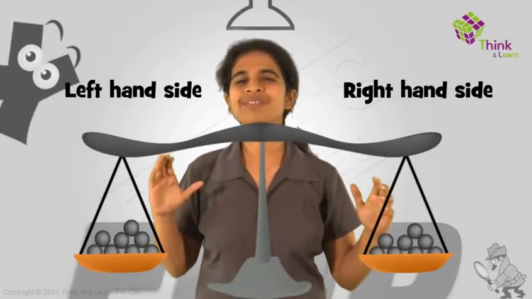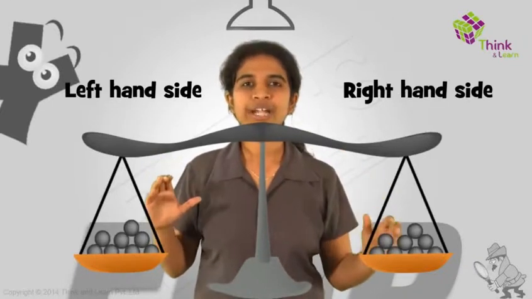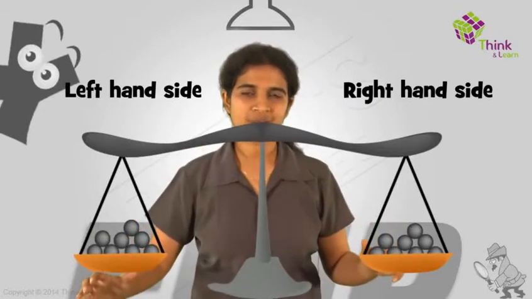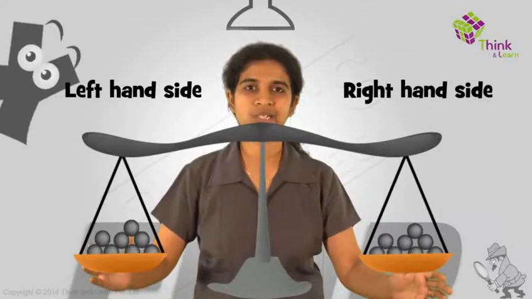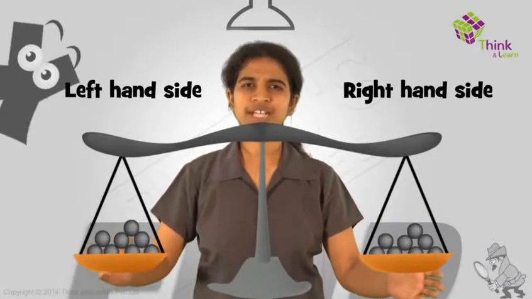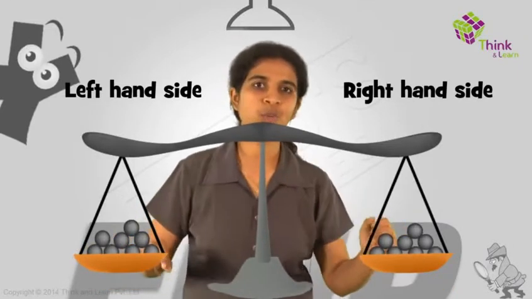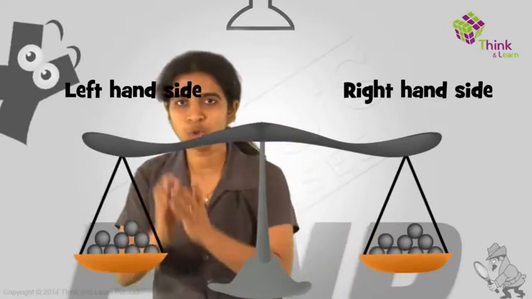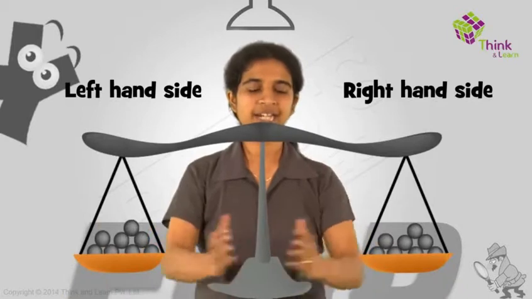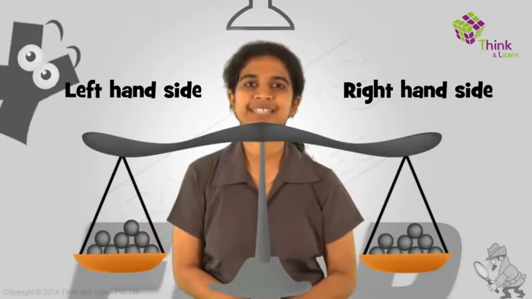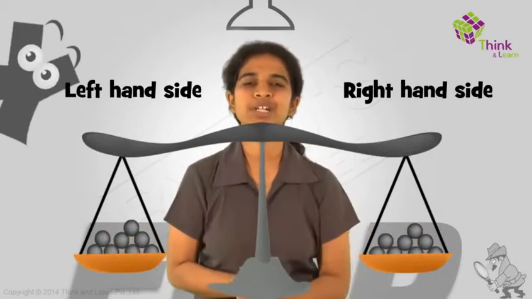What was I doing? In very simple words, whatever I do to this pan, I need to do to this pan as well. Correct? That is what I was doing. If I remove 2, I remove 2. If I put 1, I put 1. So whatever you do to one pan, do it to the other pan as well. If you do that, it will remain perfectly balanced. That is exactly what you do in an equation.